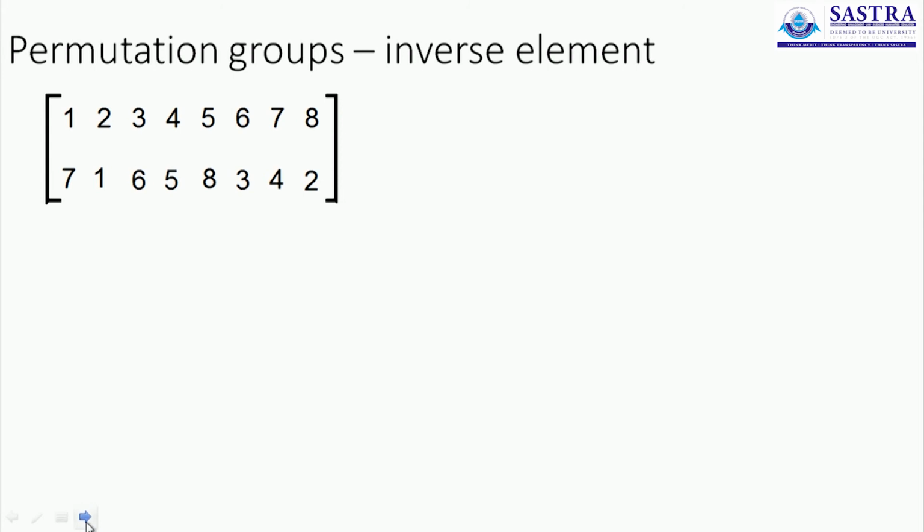Now let's try and find the inverse of this element. It's a permutation on 8 numbers, so you're supposed to have 40,320 numbers to choose from, but you're not going to take a blind guess or choose from a bag. We will find the answer as per the trick I've told you. What was the trick? The trick was to flip the given order. So I'll write 7, 1, 6, 5, 8, 3, 4, 2. And at the bottom I'll write 1, 2, 3, 4, 5, 6, 7, 8.